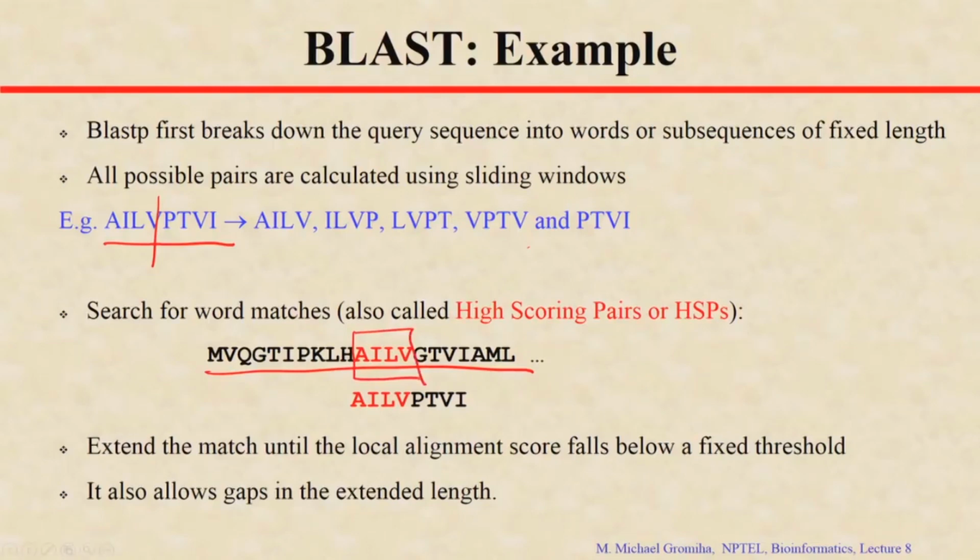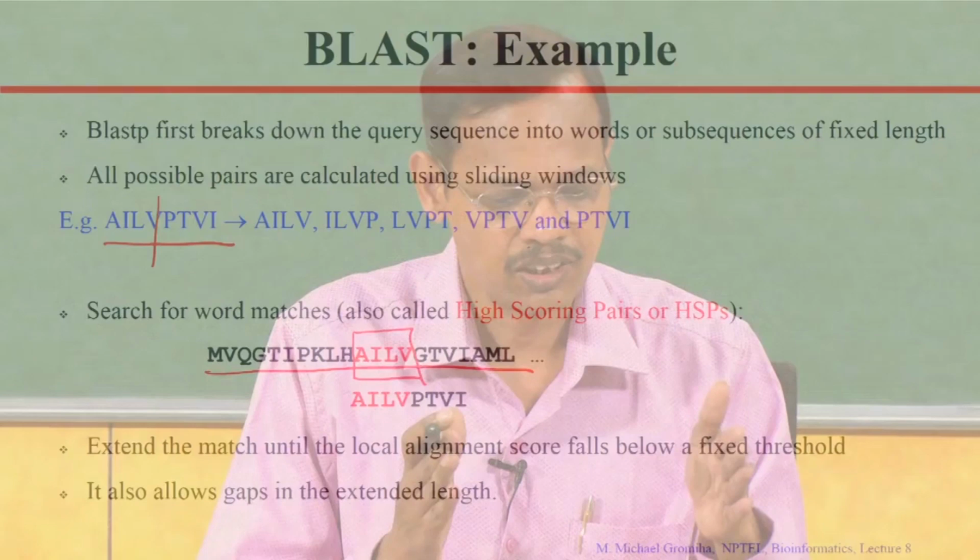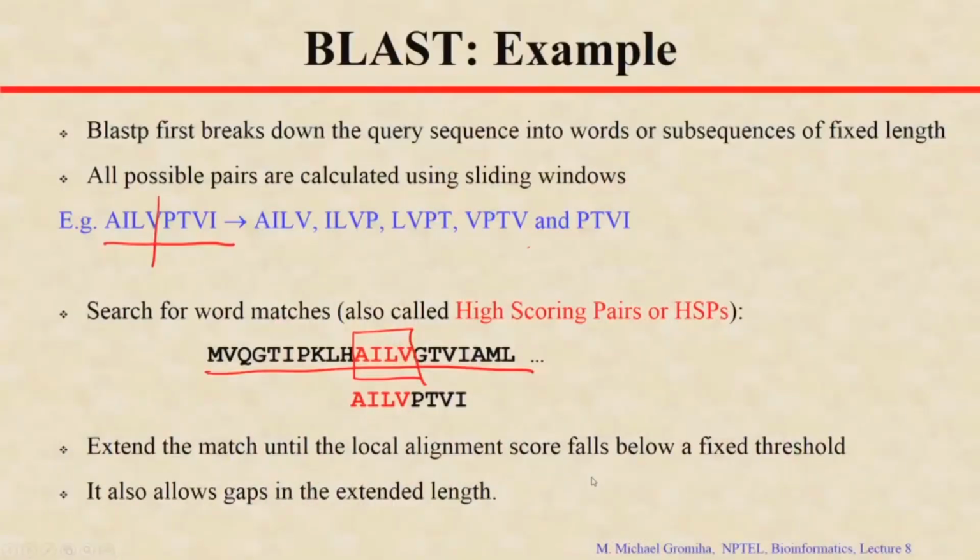This type of match is called a high scoring pair, where all the residues match in a subsequence, for example the 4-residue segments or the 5-residue segments and so on. Then you extend the match further and see how long you can extend it with an exact match. Once it fails, you stop there, and this will give you the high scoring pairs: how many times you can have exact matches between the query sequence and the target sequence.